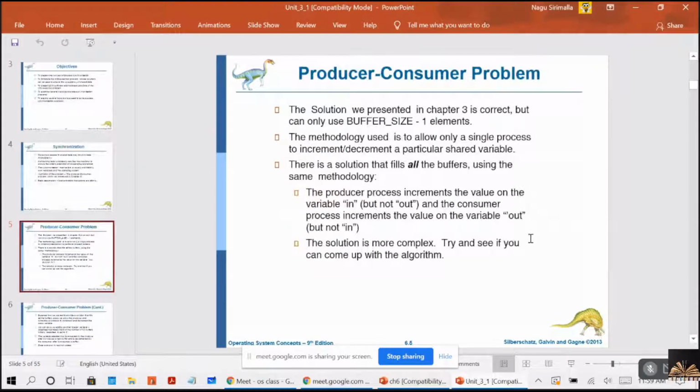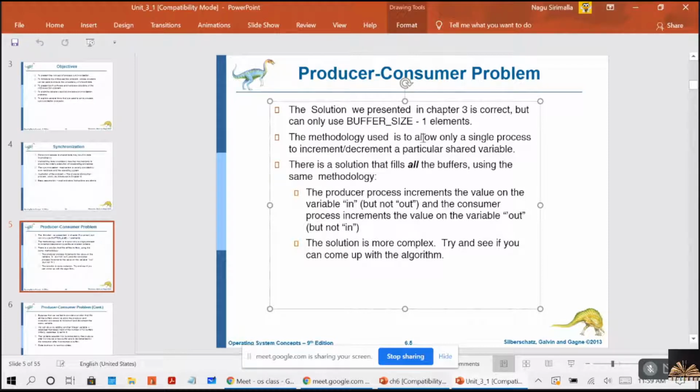So the same thing, this is the producer consumer problem, right? The solution we presented in chapter 3 is correct, but can only use buffer size minus 1 elements. Right? Why? Because your buffer should not overflow. If overflow happens, what happens? Some data may be lost. The data will not be read, but data will be lost, right?